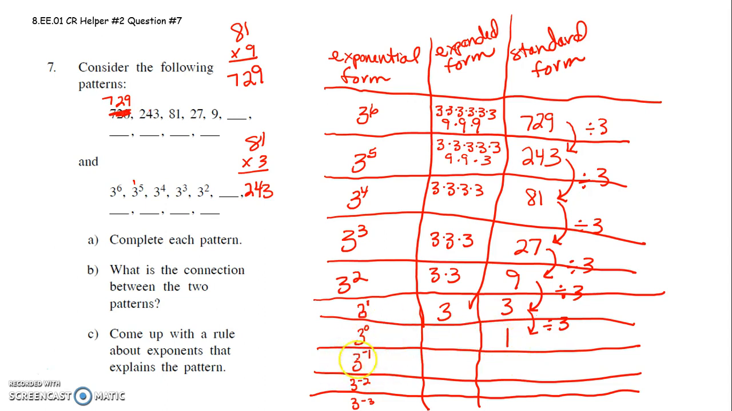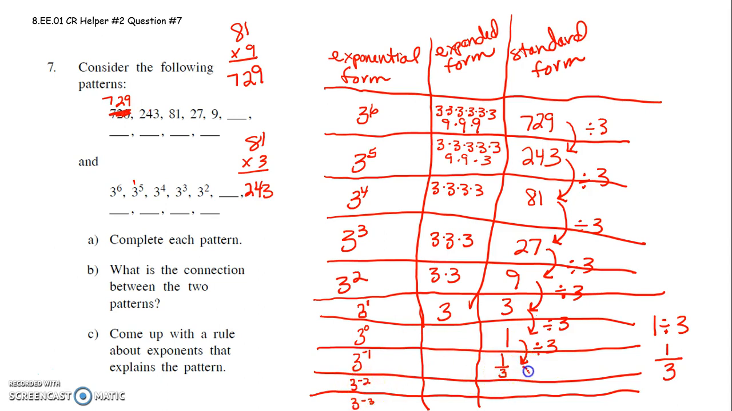Now I have to do 3 to the negative 1 power. Well, if I keep going down my table and I divide 1 by 3, I can write that as a fraction. I can write that as 1 over 3. 1 divided by 3, division is your fraction bar. So guess what 3 to the negative 1 is? It's 1/3. Negative exponents turn out to be fractions.